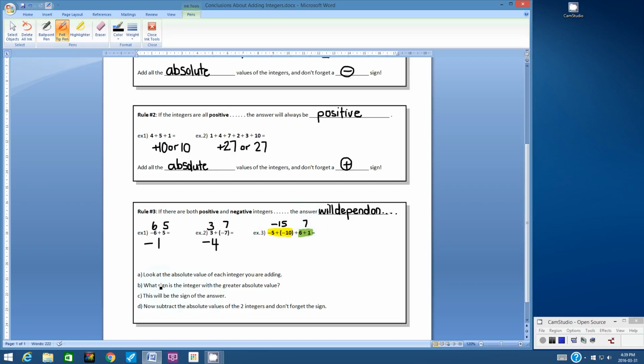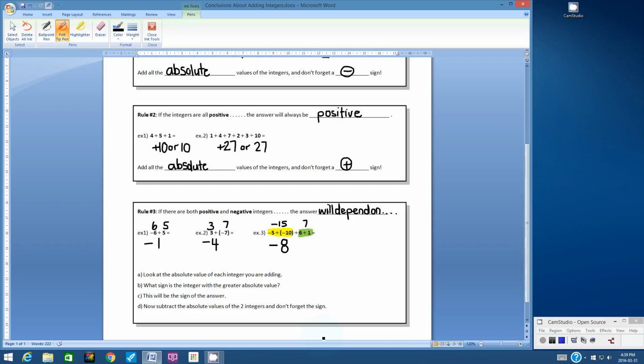Okay? All right, so let's look at the absolute values. The one that has the greater absolute value is 15. The sign of that answer is negative. So we know that this answer is going to be negative as well. Subtract the absolute values of the two integers. 15 subtract 7 is 8. So the answer to -5 plus -10 plus 6 plus 1 is -8.